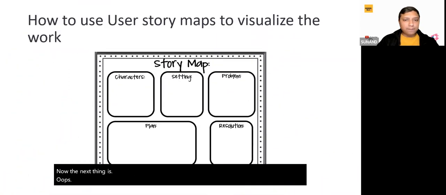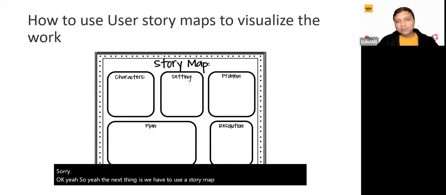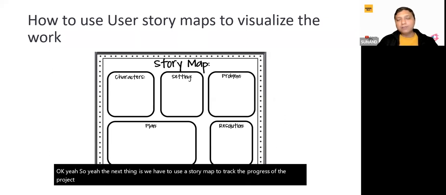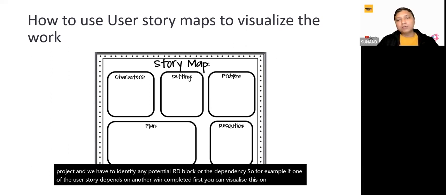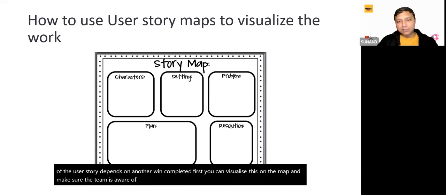Okay, so the next thing is we have to use a story map to track the progress of the project, and we have to identify any potential roadblocks or dependencies. For example, if one of the user stories depends on another being completed first, you can visualize this on the map and make sure the team is aware of this particular dependency.